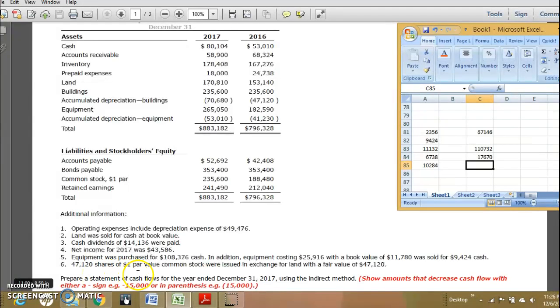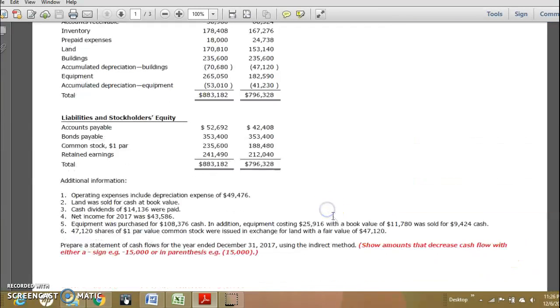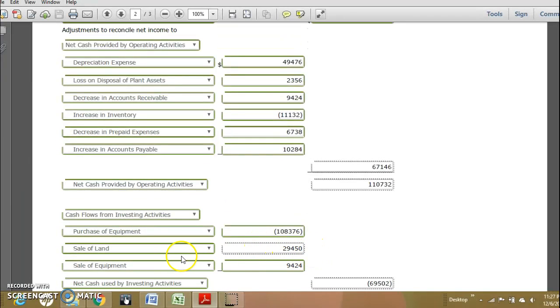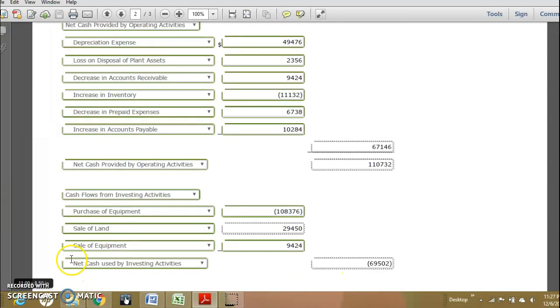47,120 shares of $1 par value common stock in exchange for land with a fair value of 47,120. So I will take this number, 47,120, and subtract the difference I got from the land on the balance sheet, which was 17,670. I got 29,450, and then just put it here in the sale of land as a deposit.